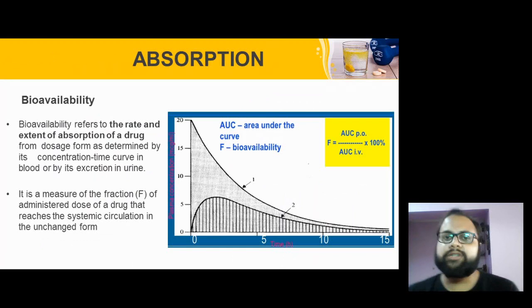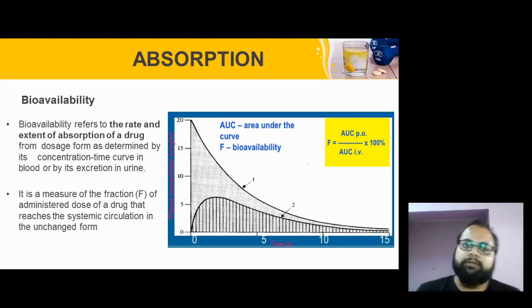The next concept which is important in your absorption is something we call bioavailability. Bioavailability basically refers to the rate and the extent of the absorption of the drug. So again, we are looking at this curve. This curve is nothing but your AUC curve, or area under the curve. Now this is the curve which you must have seen multiple times. Your bioavailability here is your F.